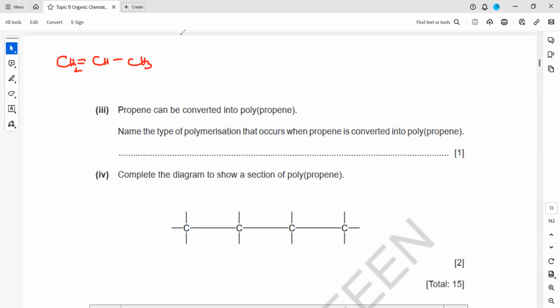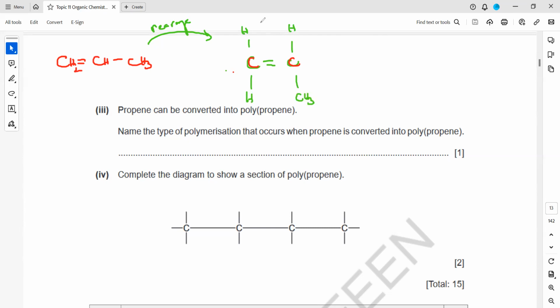Now, whenever we want to draw a polymer, first we rearrange the structure. When we rearrange, our monomer should appear like the letter H. So this is a carbon-carbon double bond, these are the two carbons which have a double bond. This has two hydrogen, one hydrogen up, one hydrogen down. And this will have one hydrogen up or down, and then there will be CH3.